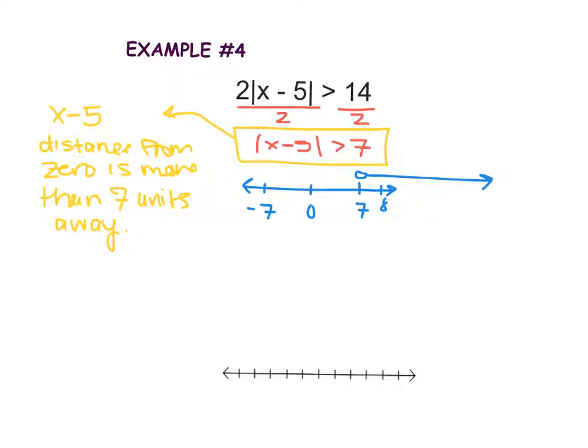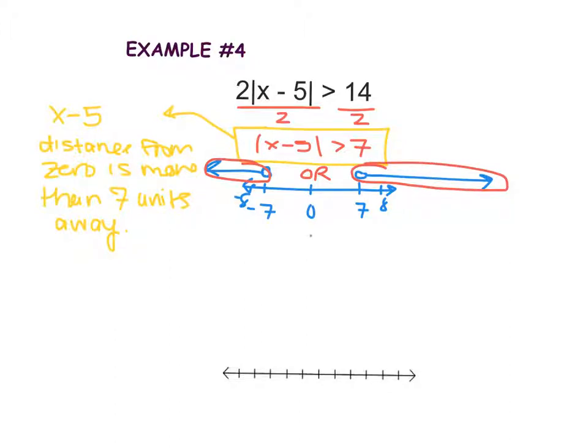Then if I look on the negative side, the numbers that are more than 7 units away from 0 are numbers smaller than negative 7, like negative 8, negative 9, negative 10. So they're going to go this way. And then from here, now that I've got my sketch, I can very clearly see that this is an OR situation. So essentially, x minus 5 could be in this region or in this region.